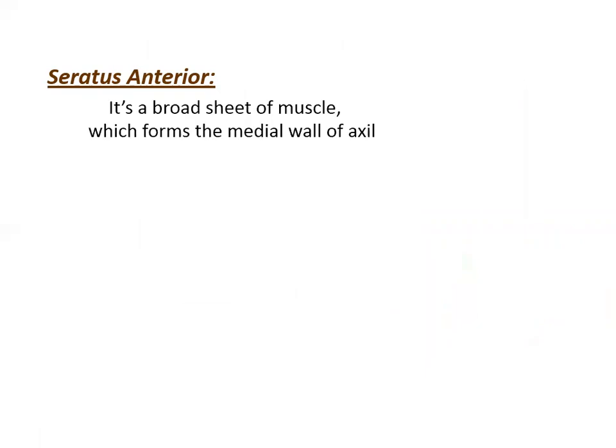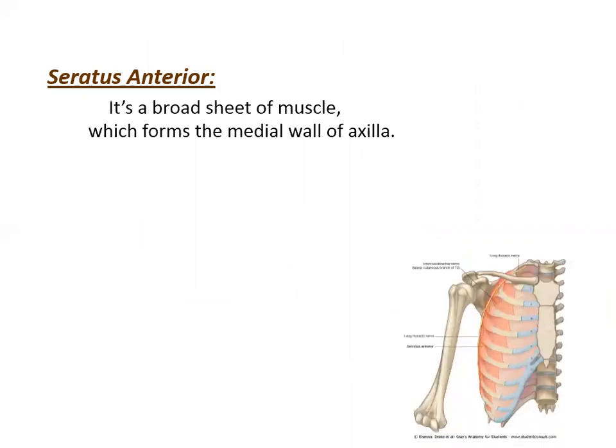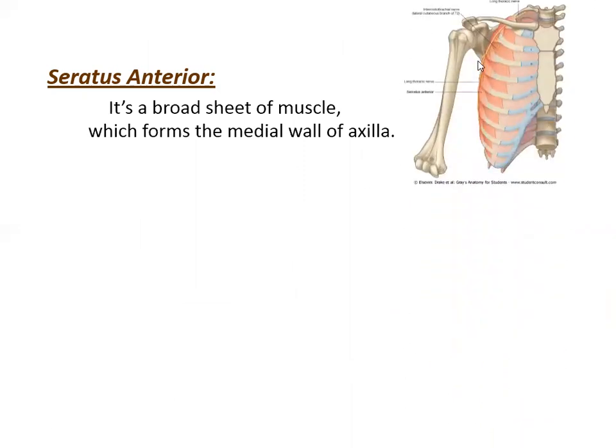Then coming to the last muscle, this is the fourth muscle which is present in the pectoral region, that is the serratus anterior. It's a broad sheet of muscle which forms the medial wall of the axilla. If you see here, it is partly seen from the side and partly from behind. This muscle takes origin from the ribs. We'll talk about that. And it forms the medial wall of the axilla. Here will be the axilla.